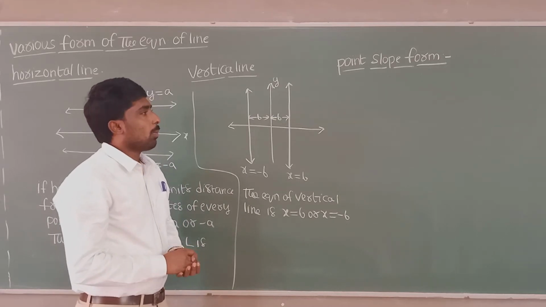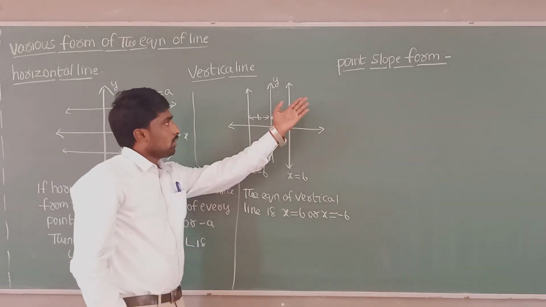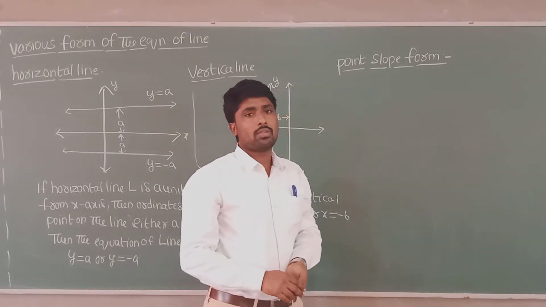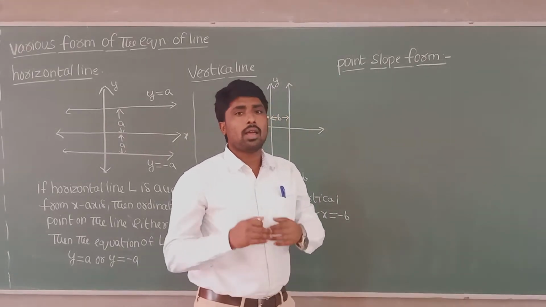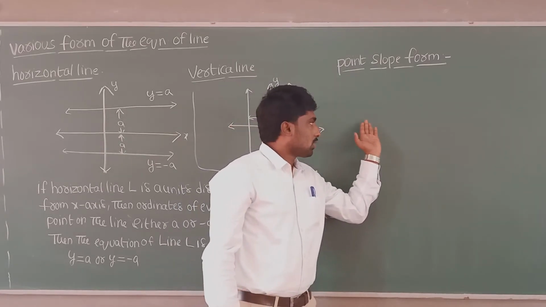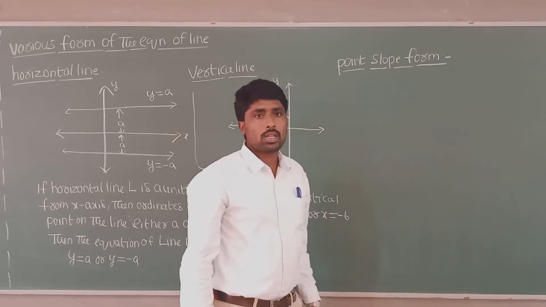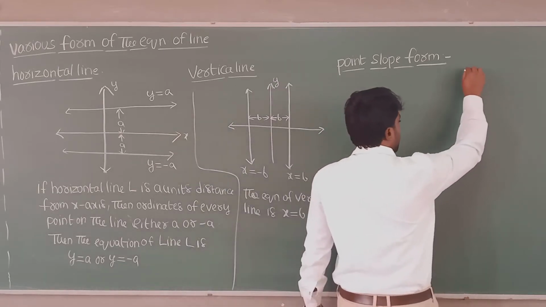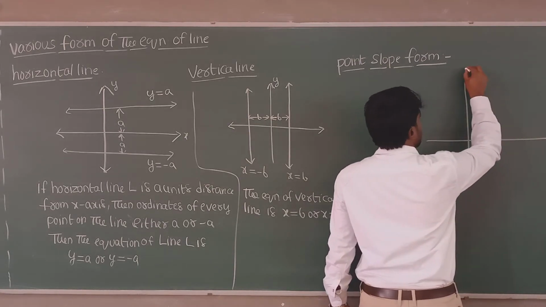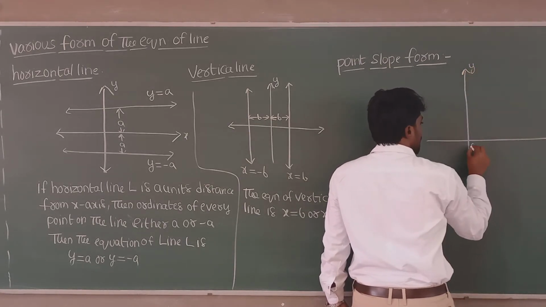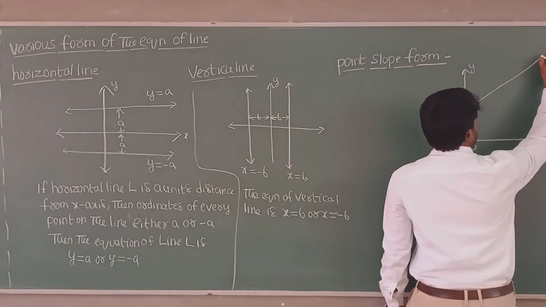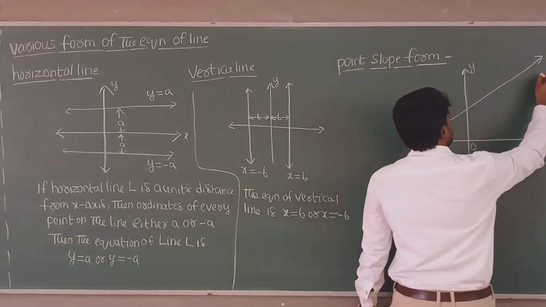Okay, now point slope form of a straight line. This is very important. All of you listen very carefully. Let me take a non-vertical line L. Non-vertical line means it is not a horizontal line and not a vertical line. Let me draw the diagram here. This is the x-axis, this is the y-axis, and this is the origin. Now a non-vertical line will be like this. So this line is L.